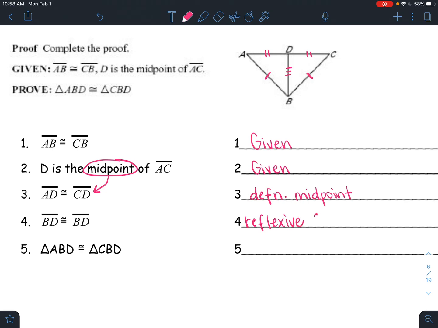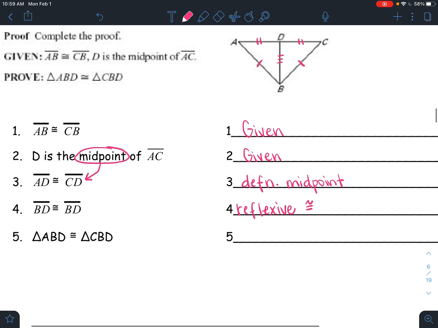And don't forget that's one of our big 3, so we've got to put either congruence or equality after it. And then what we have here is 3 sides of one triangle congruent to 3 sides of another. So these 2 triangles are congruent by side, side, side congruence.